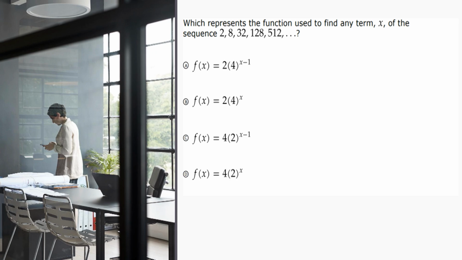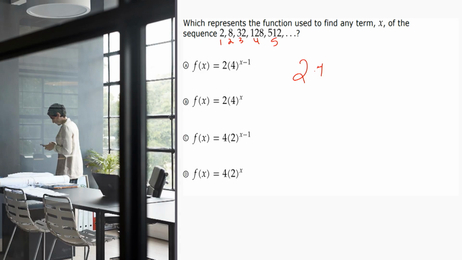Representing functions. Which expression represents the function used to find any term x of the sequence 2, 8, 32, 128, 512, and so forth? So I know that I'm starting with 2. That is where I start. Now, what do I do each time I go to a different term? This is my first term, second term, third term, fourth term, and fifth term. What am I doing? I am multiplying by 4.